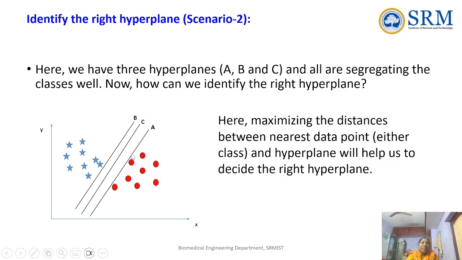And when you take the C hyperplane, from C to the data points on either side, definitely there is some maximum margin. Then we can say that C is the best hyperplane which segregates the data. So here, we can select the right hyperplane based on the maximum distance between the nearest data point and either class. So that will be the right hyperplane. So here C is considered the right hyperplane.